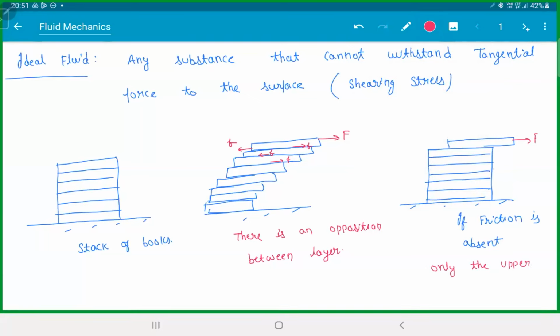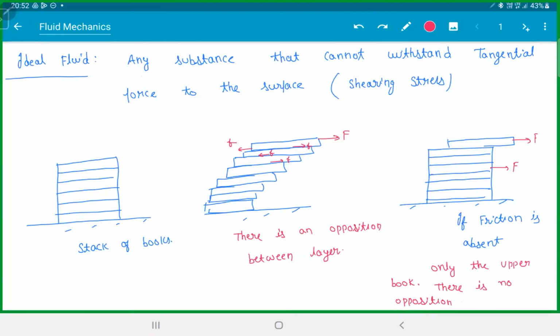Not only that, suppose I apply force in the middle? Only the middle book will move, right? So whichever book you apply force to, only that book will move. So basically, there is no opposition here. Is that making sense? That is the meaning of the statement: any substance that cannot withstand tangential force. If you try to apply a force tangential to the surface, the system will not oppose you at all. It will just go ahead. I hope that statement was clear.